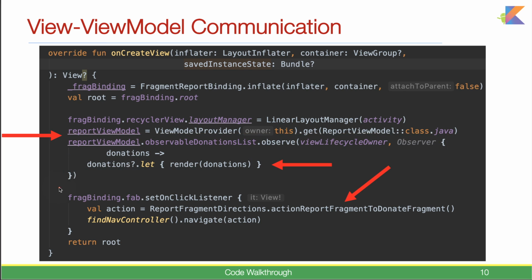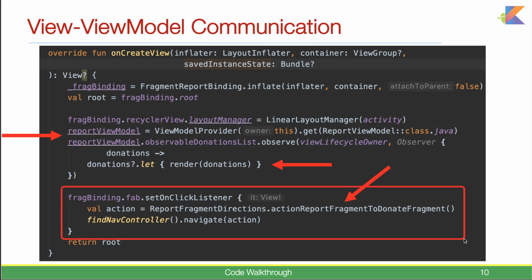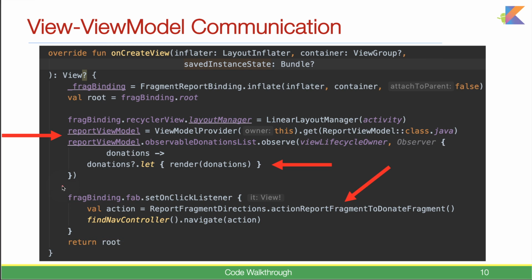We also have an on-click listener attached to the floating action button. So if the user clicks on the button, we create an action there, tied to our navigation component. So again, all this is looked after for us. We don't have to create a new fragment transaction. We don't have to name it individually. We don't have to call the dot commit to cause the transaction to happen. It's all done through the navigation component and a report fragment directions dot action report fragment to donate fragment.